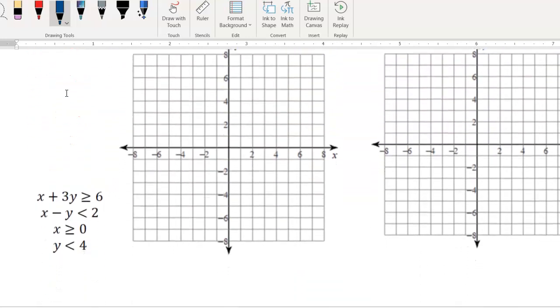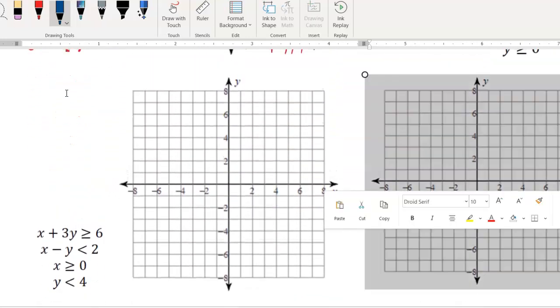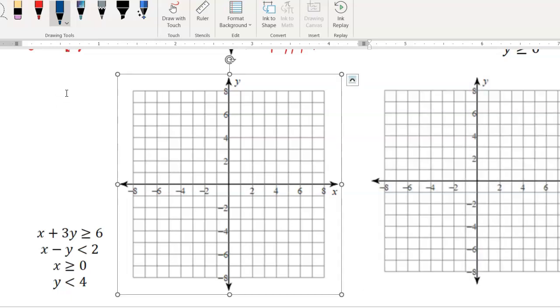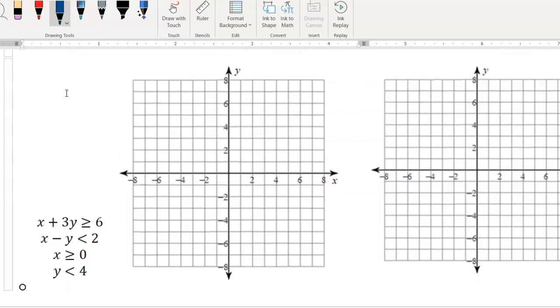All right, let's look at one more together. This one has a system of 4 inequalities. So let's do the same thing. I kind of like using a test point after each inequality as opposed to waiting until the end. So you might find that a little bit easier as well. So let's look at this one.